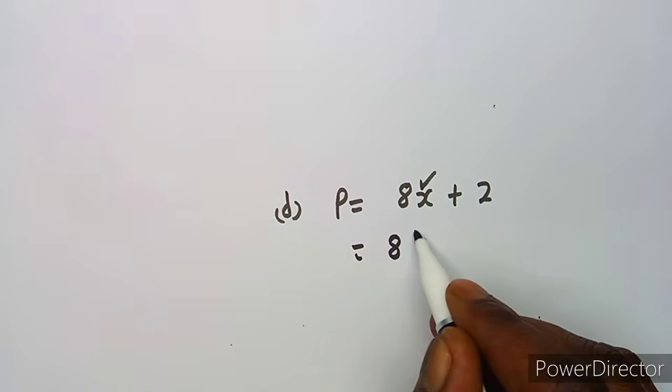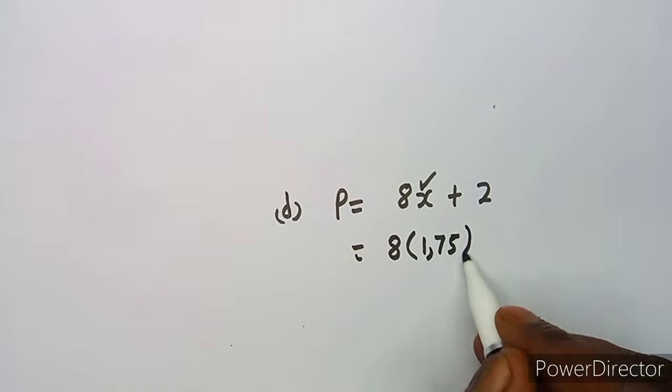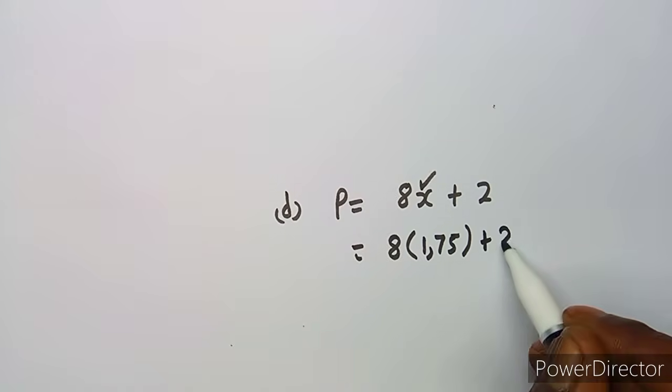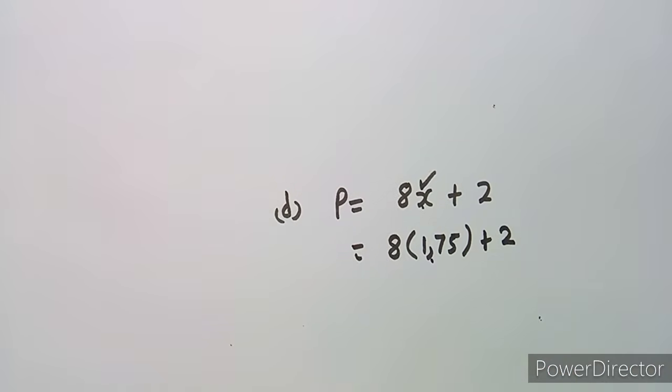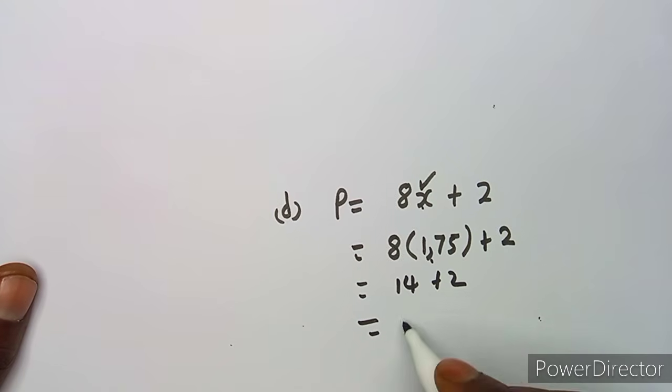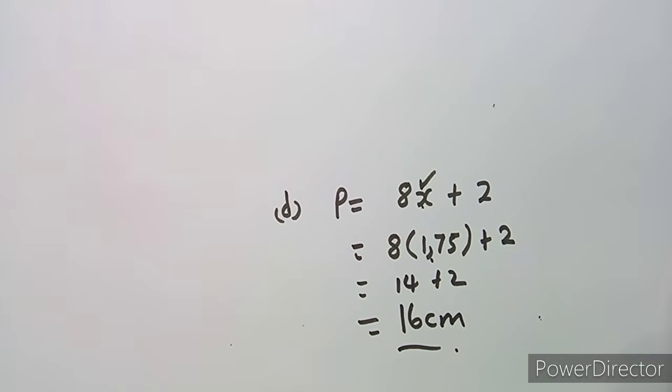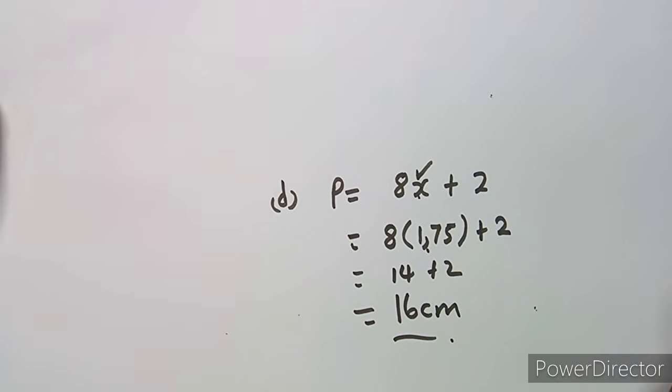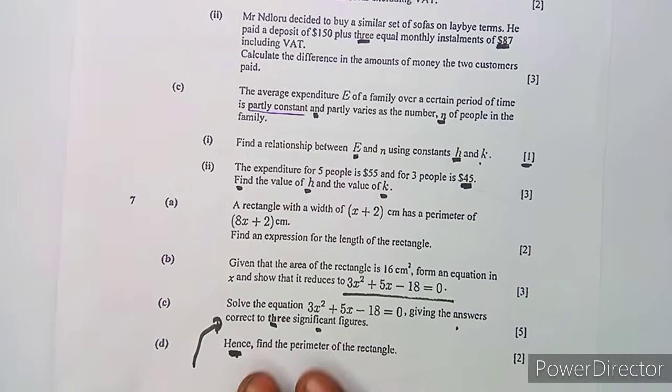So it's going to be 8 times 1.75 plus 2. That is the x that I just calculated. So just like that, guys, this is going to give us 14 plus 2, which is 16 centimeters. This is perimeter. Perimeter in those units as they are, centimeters. If it is meters, in meters. Area is the one that you use square units, but for perimeter you use the units as they are. So that was it, guys, on this particular question.